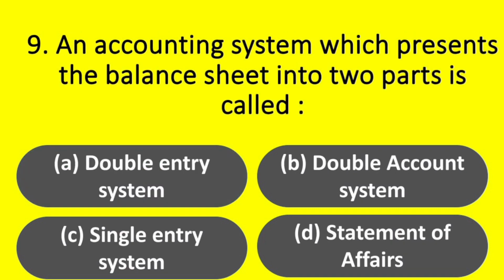Question. An accounting system which presents the balance sheet in two parts is called: option A, double entry system; option B, double account system; option C, single entry system; option D, statement of affairs. Answer: option B, double account system.